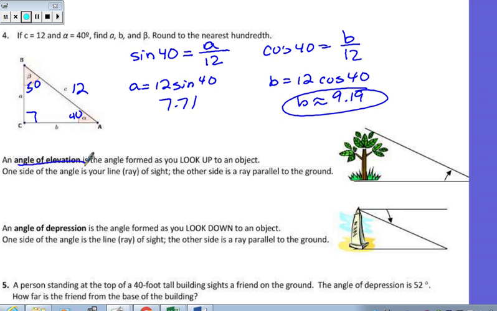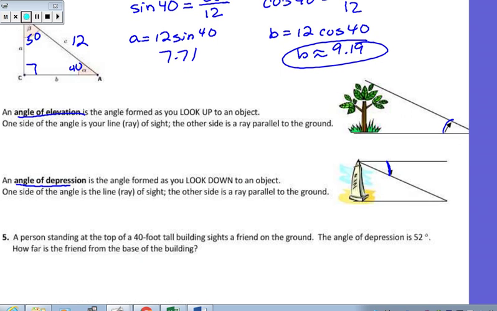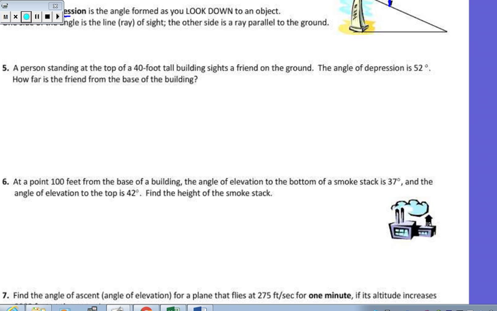The angle of elevation is the angle from the horizontal going upwards. So whatever that angle would be is the angle of elevation. If we talk about an angle of depression, again, if we're up here, there's the horizontal. It's the angle formed by looking downward. All right, so let's try a couple of these word problems. Okay, so I've got a person standing on top of a 40-foot building.